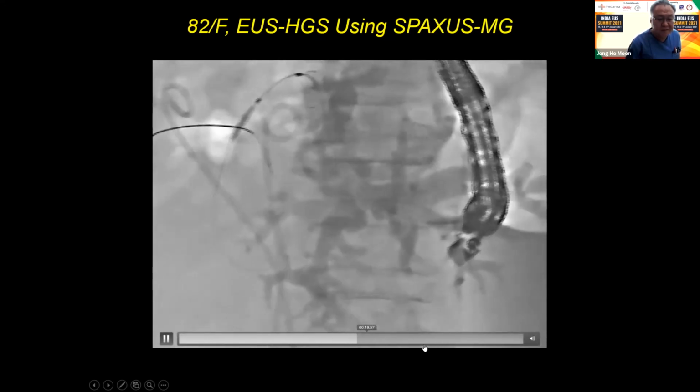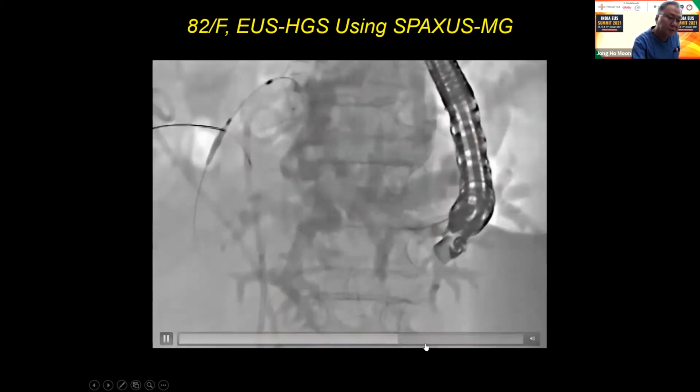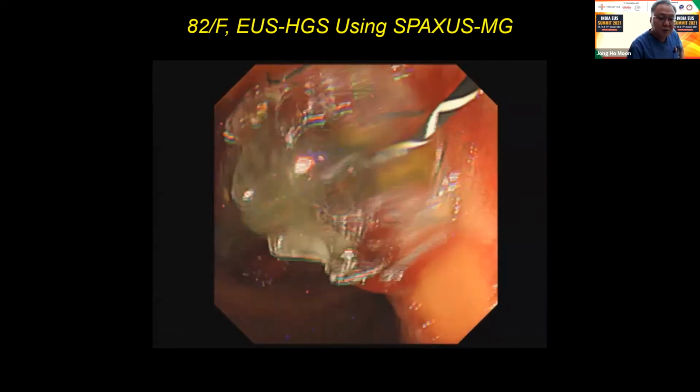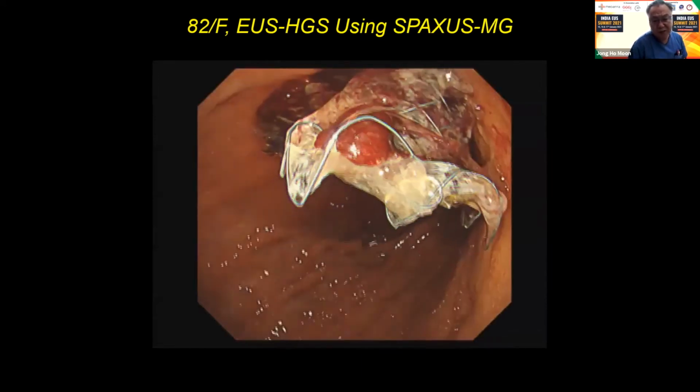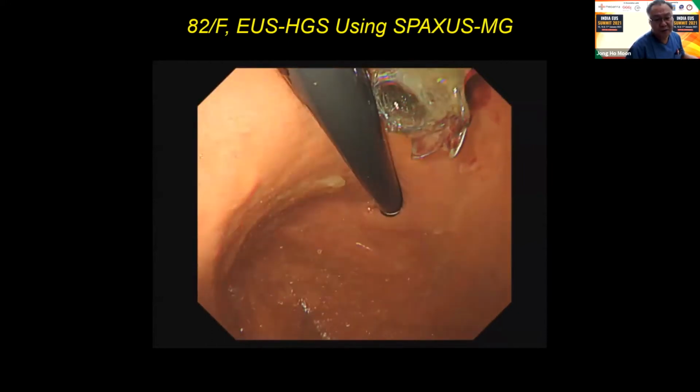And after intrachannel deployment, you can see the endoscopic view. Now you can see the very nicely deployed proximal flange. So with this kind of development, you don't need the longer remaining part of stomach for EUS-HGS.